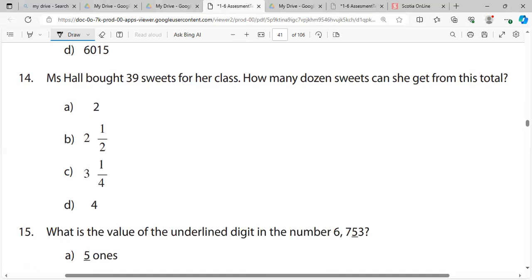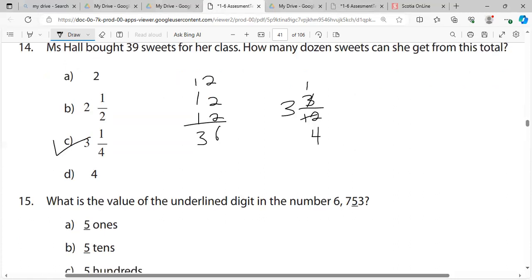Let's move on to number 14. Miss All bought 39 sweets for her class. How many dozen sweets can we get from this total? Now 1 dozen is 12, so all you have to do is keep adding 12 until you reach it. So that's 3 dozen, which gives us 36. So it would remain 3 out of the 12. Just in case you don't know, a dozen is 12. So it would be 3 and a quarter. The Americans say quarter, they say quarter.